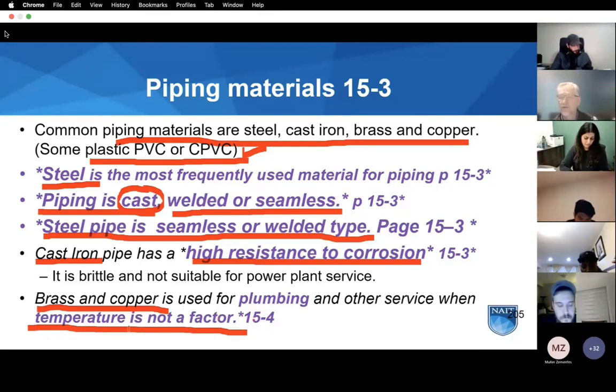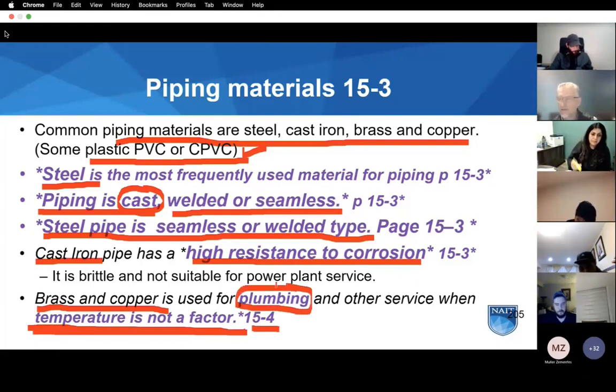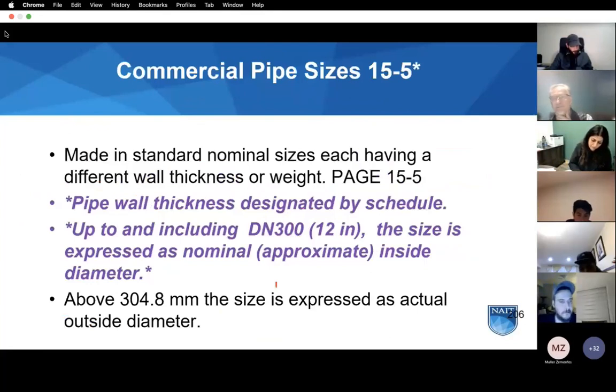But remember that copper does not handle temperature very well, from page 15-4, and remember that it's typically used in plumbing. Certainly in the plants we have plumbing, and you'll see some copper. A lot of the copper in plumbing has now been replaced with various forms of plastic.